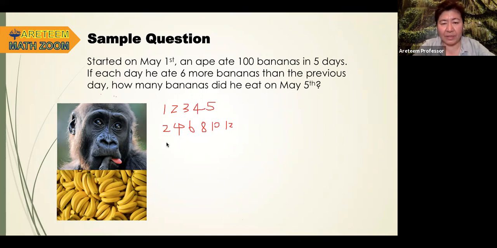Okay, how about this one? Let's start from 3, 5, 7, 9, 11, 13. I can keep going like this, 15. So now you see three arithmetic sequences. Do you see any pattern? Do you see what's in common in these three sequences?